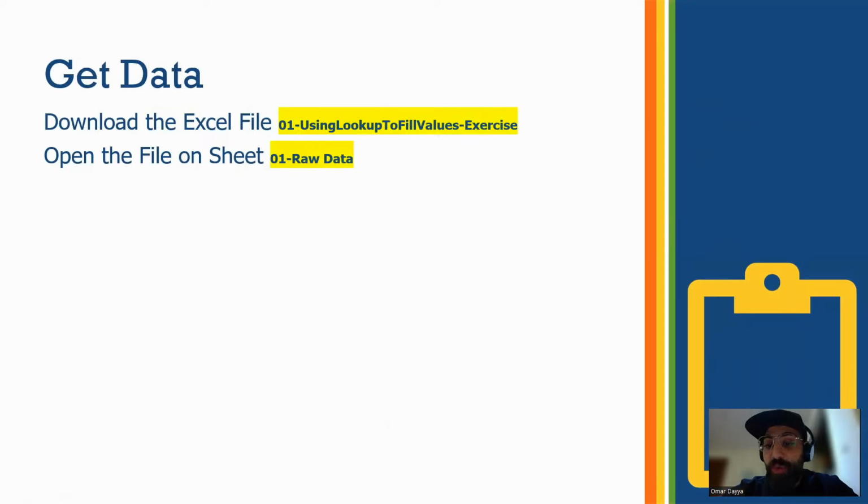In this video, you have two supporting files: the presentation that you are seeing over here, and secondly, the Excel file that I'll be operating on. So you can download that file and redo the exercise if you want to. The Excel file is named using lookup to fill values exercise. This file is made up of three sheets. Sheet number one is raw data.